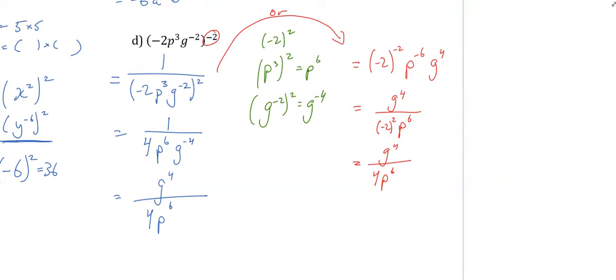Okay, let's try another one. We only got a few more here. Then we can move on to our activity. Man, these are nasty questions. (4x y to the 4) times -12 x to the -2 y to the 3 over -6 x squared y to the -3.